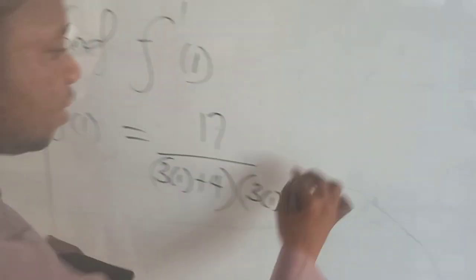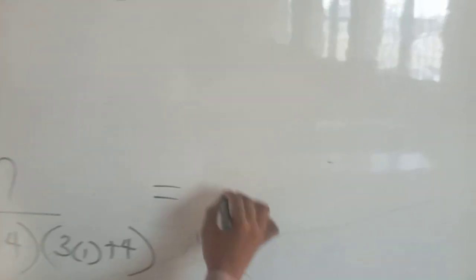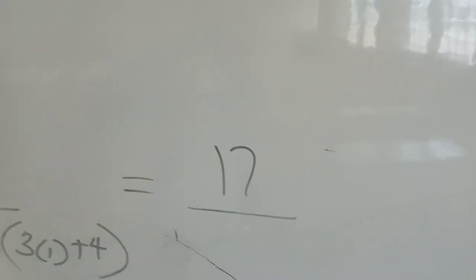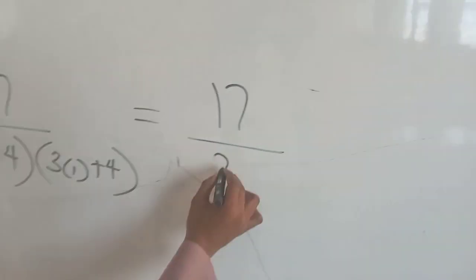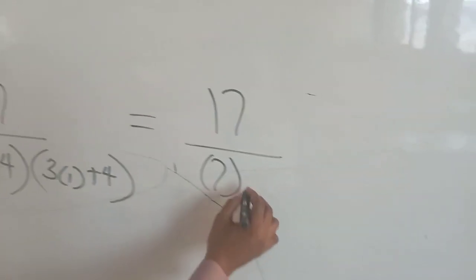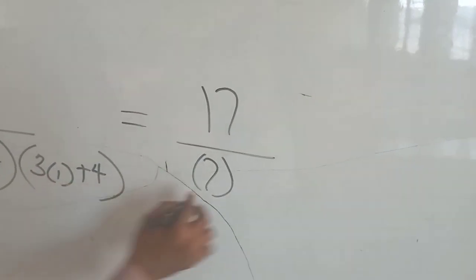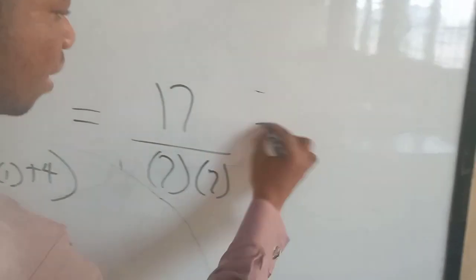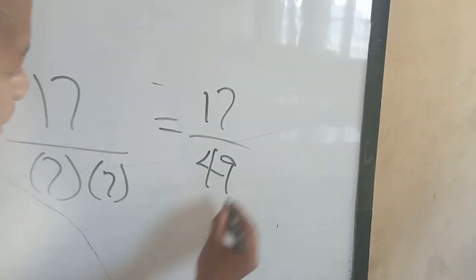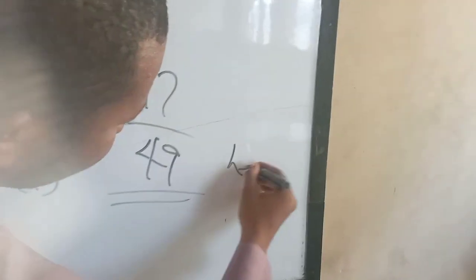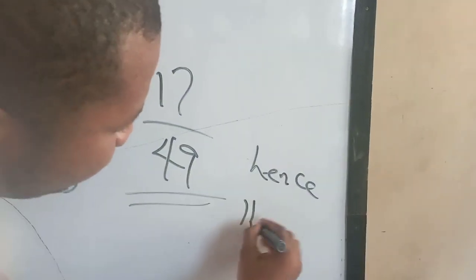So at the end of the day, this one gives us 17 over 3 times 1, 3, plus 4, which is 7, into bracket. This is also 7. 3 times 1 is 3 plus 4, 7. So at the end of the day, this one gives us 17 over 7 times 7, 49. Hence the solution.